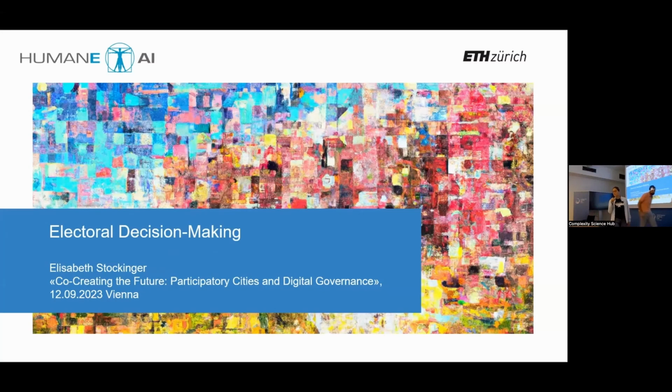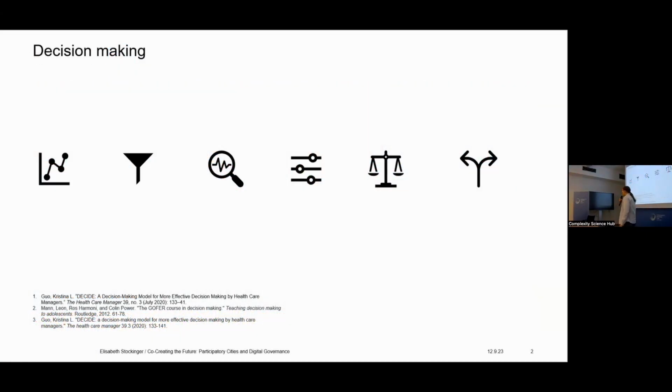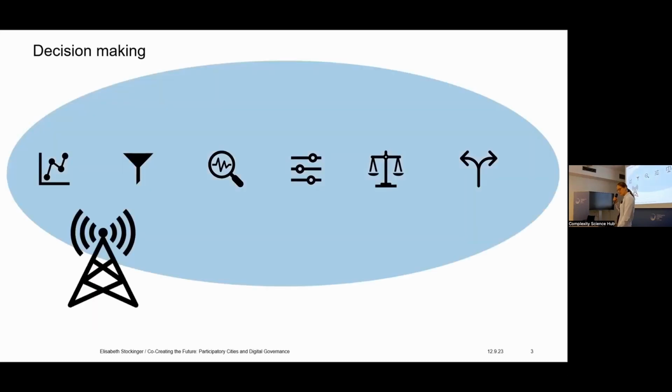I will be talking about electoral decision making today and how technology can modulate our decision making process. So generally in decision making, we can distinguish between several stages. We start by collecting information, we filter through the information, analyze it, come up with a set of alternatives, which we will weigh and choose the one that's most appropriate in a given situation. And each of these stages is modulated through technological applications and technological aids.